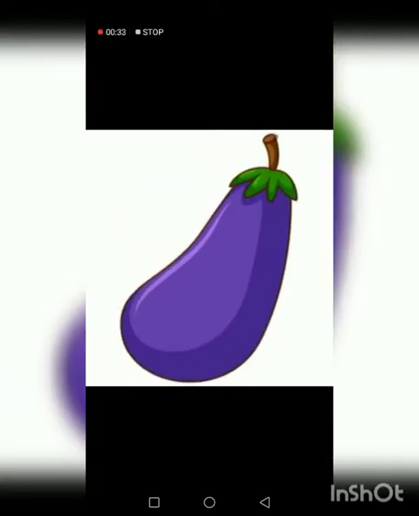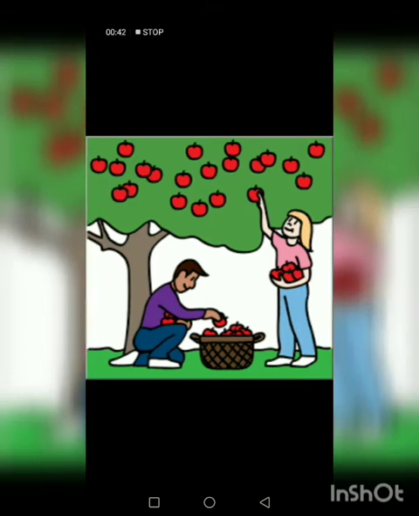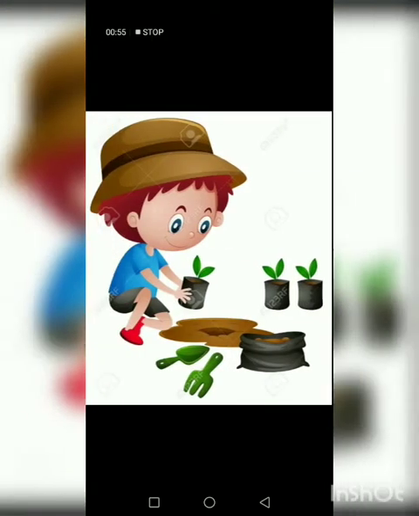And what about this picture? What can you see in the picture? It's an aubergine. And what about this picture? What is the woman doing? She is picking apples. Pick means يقطف.